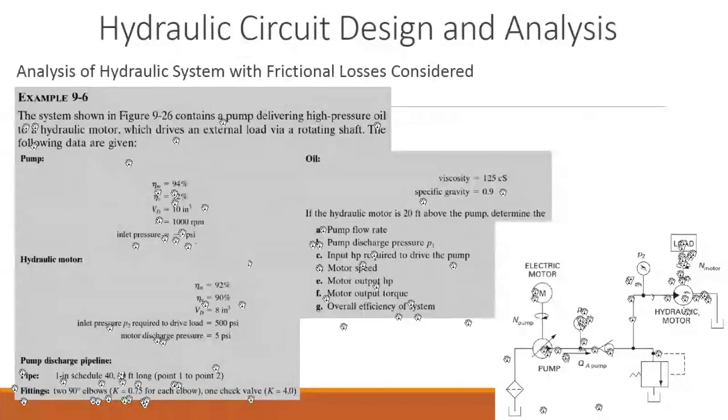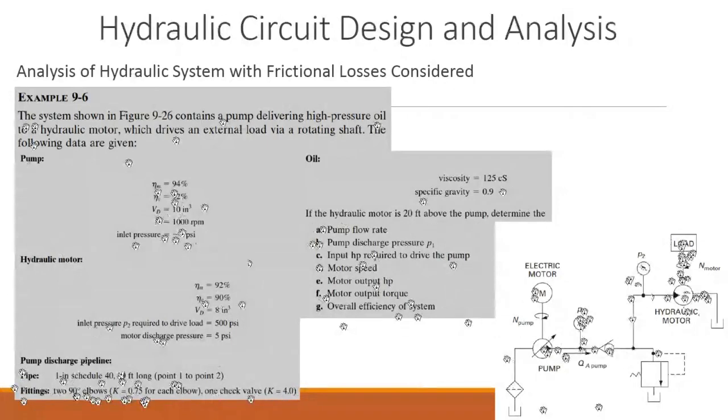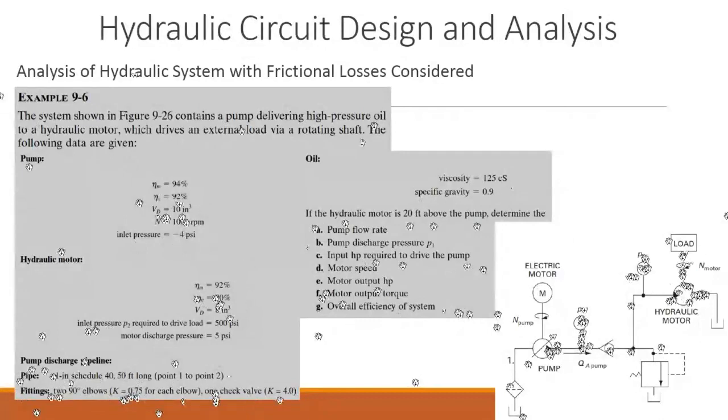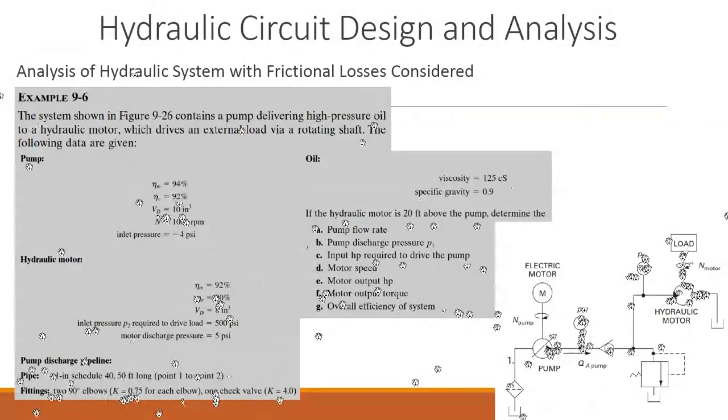Now, since we have these fittings, elbows, and the check valve, we can see the check valve. It means all these would be included towards the friction effect, the friction and the pressure drop because of the friction in the whole circuit. So let's go to the solution.